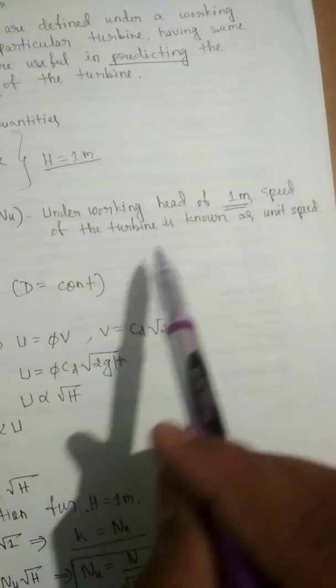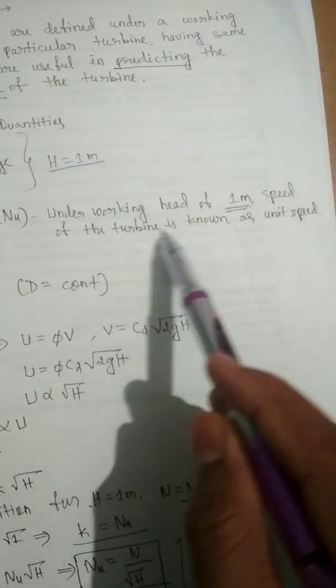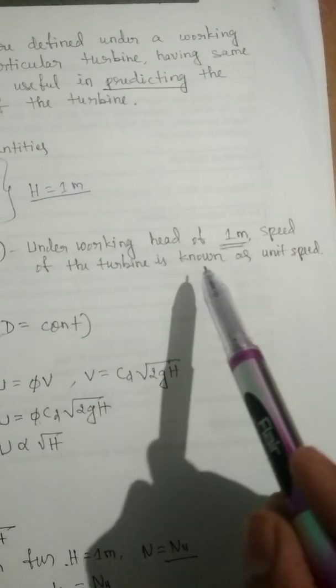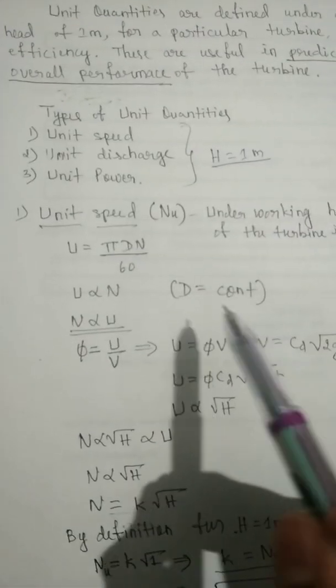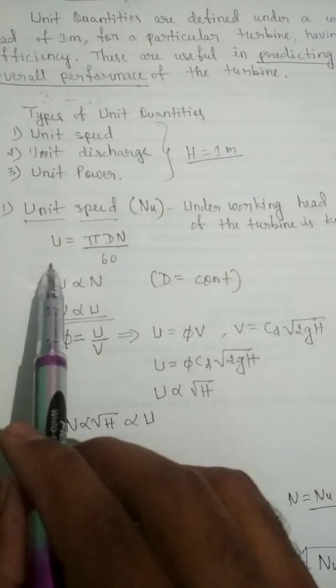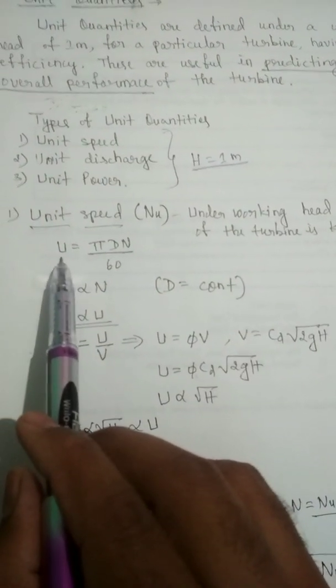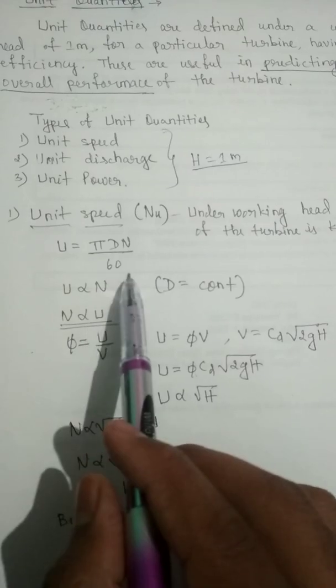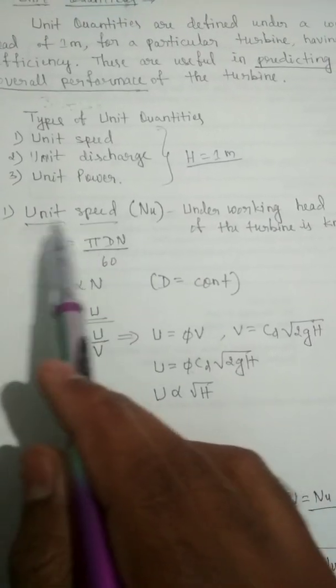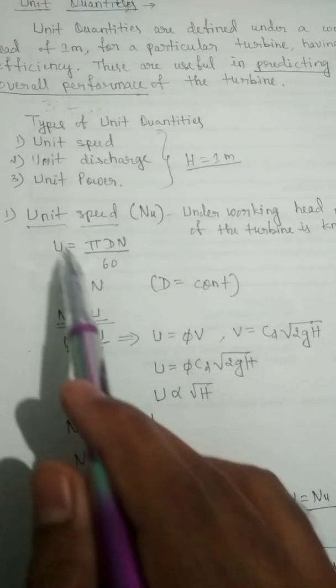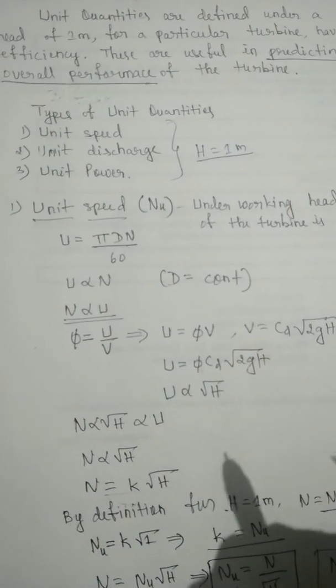Unit speed, we define it as: under a working head of 1 meter, the speed of the turbine is known as unit speed. Easy. So let us consider wheel speed. Wheel velocity is equal to pi d n upon 60. In order to derive the expression for unit speed, we will take u equal to pi d n upon 60.